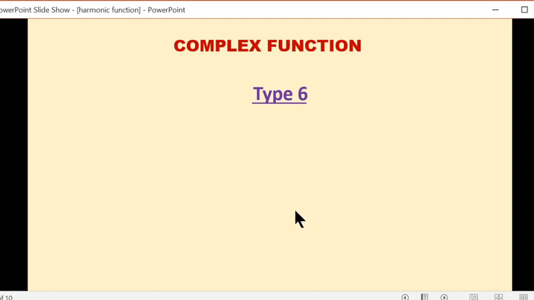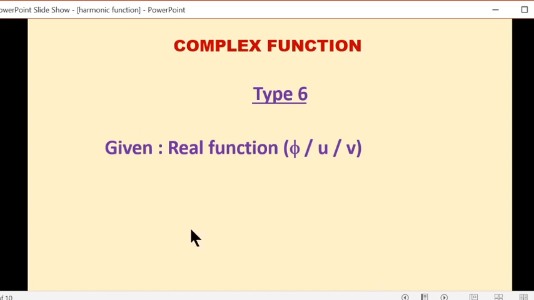Okay, now the next type of problem we are going to see is type 6, where we'll be given some real function. So which function will we be given? It could be any function phi. Sometimes the name also changes; they give f, they give g. They can give any function in the question, or sometimes they give the real part of a complex function. So the real part u of a complex function is a real function. Then we could be given the imaginary part of a complex function, that is v. So phi will be given, u will be given, or v will be given.